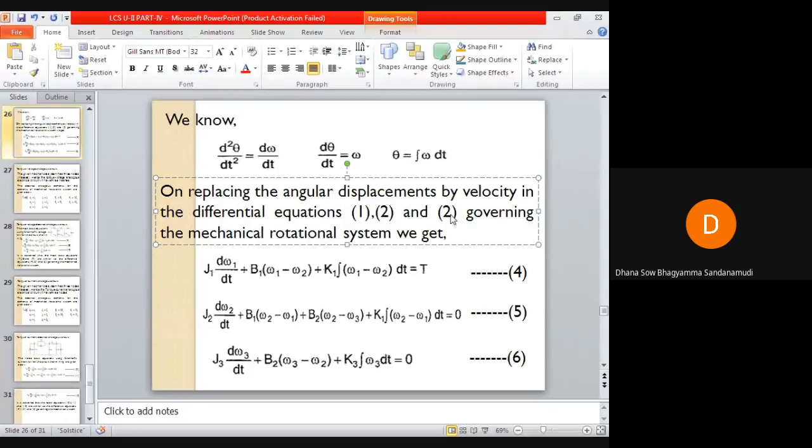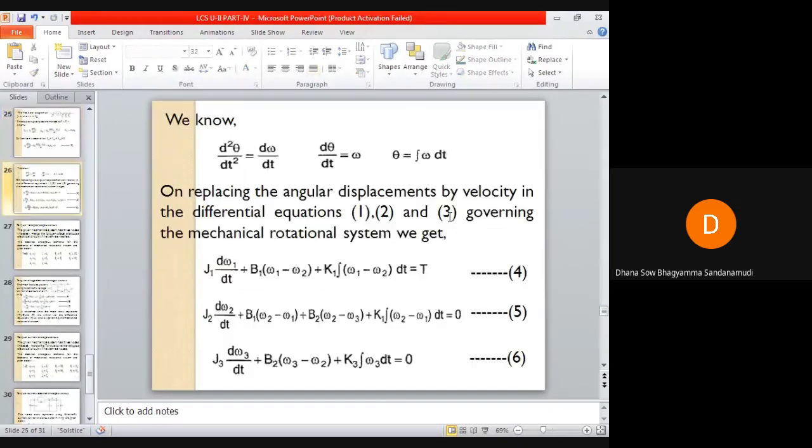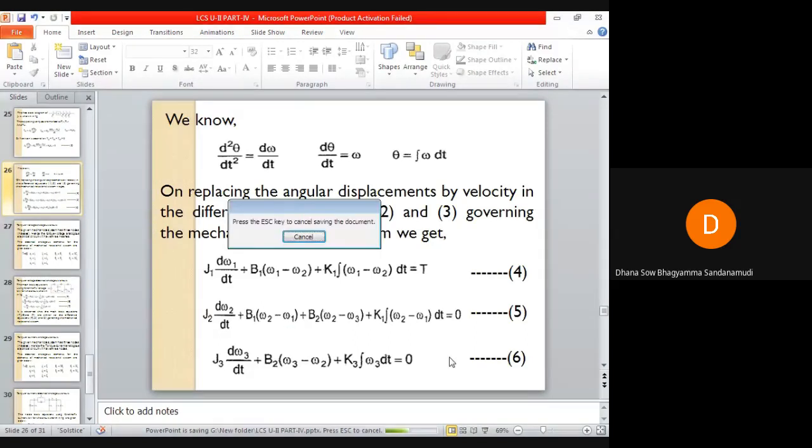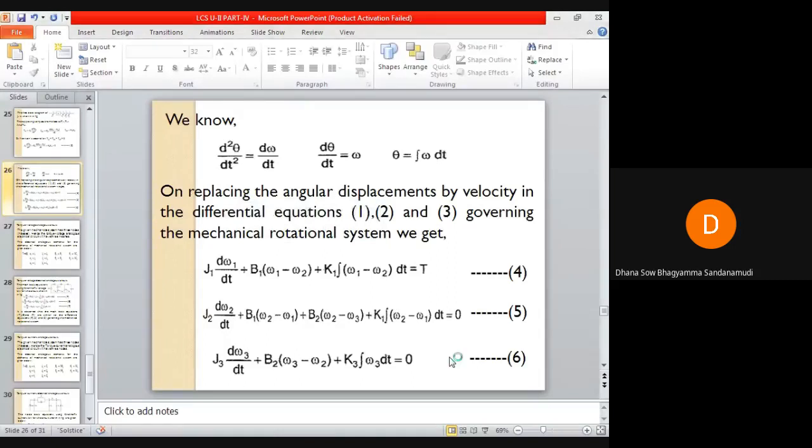So you have got three mechanical equations, 1, 2 and 3. You just substitute them and you will get equations number 4, 5 and 6. Here we have written many equations in the problems we have solved till now, so I'm not writing them here because we have discussed this many times.